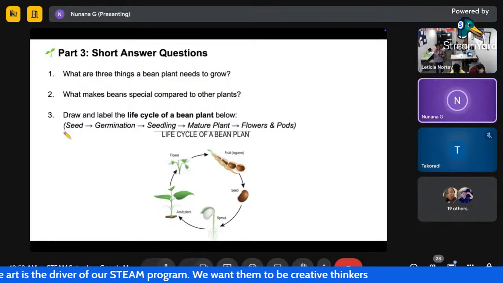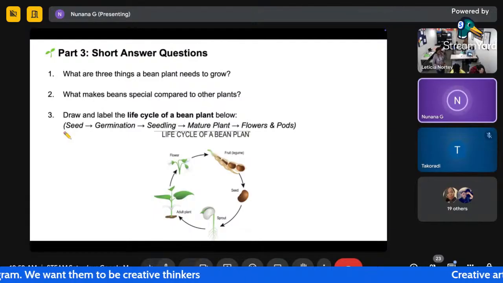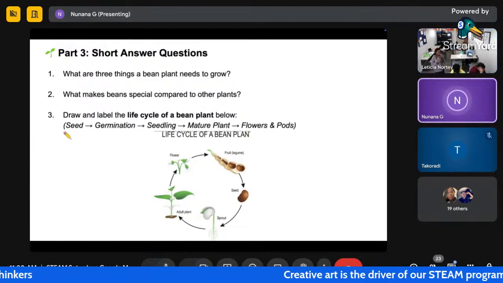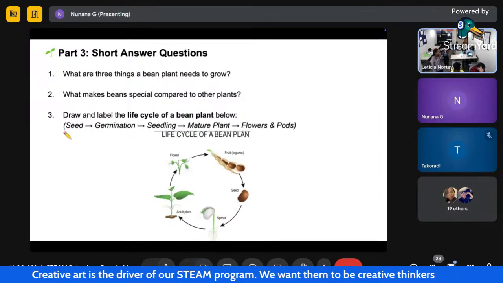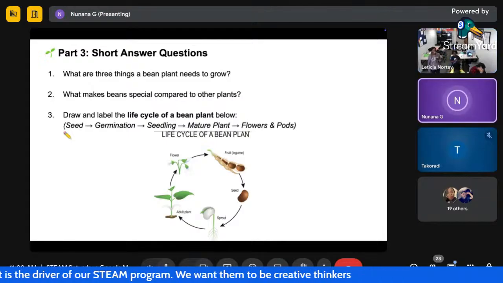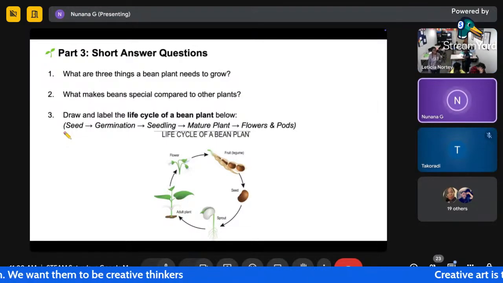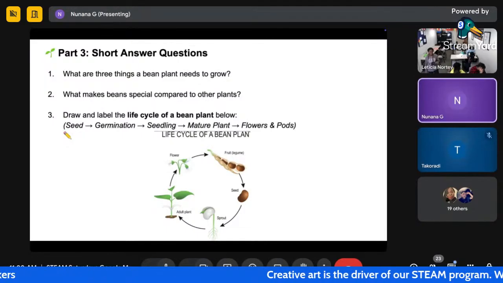Miracles do happen. So we'll see whether it grows or not. But that's a very good question. Yeah. Well, you're going to have to find a way to secure it. Maybe put it in a bigger pot or something so that it wouldn't move. You know what I mean?